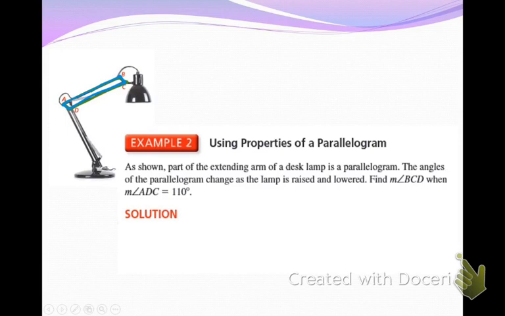Focus. All right, so you have a parallelogram, which you could redraw if you really don't like the way it's drawn. And it's A, B, C, D. And then it says, as shown, part of the extending arm of a desk lamp is a parallelogram. The angles of the parallelogram change as the lamp is raised and lowered. Find the measure of BCD when ACD is 110.